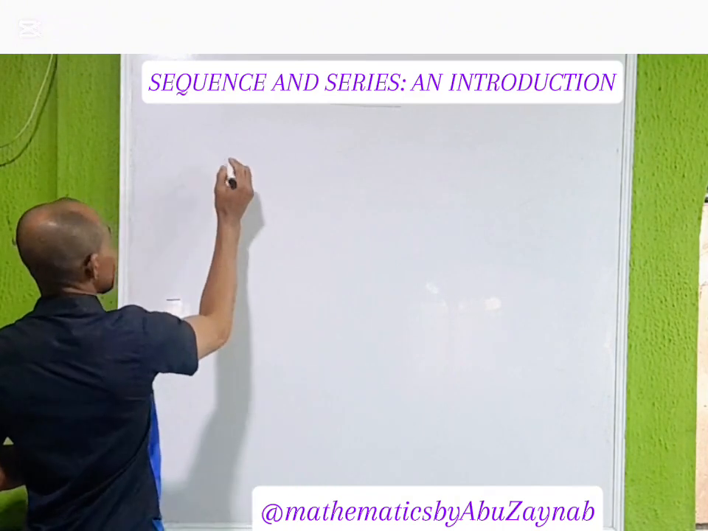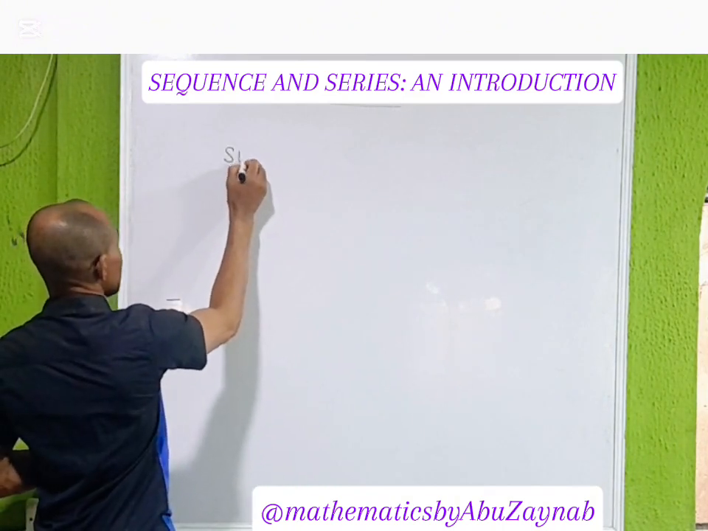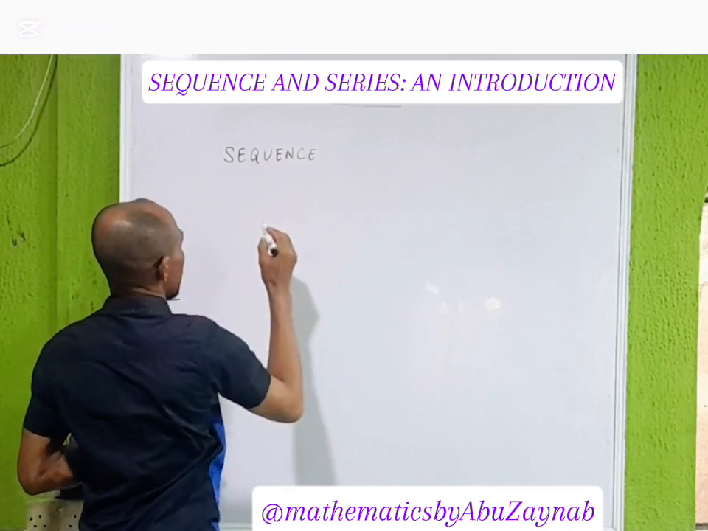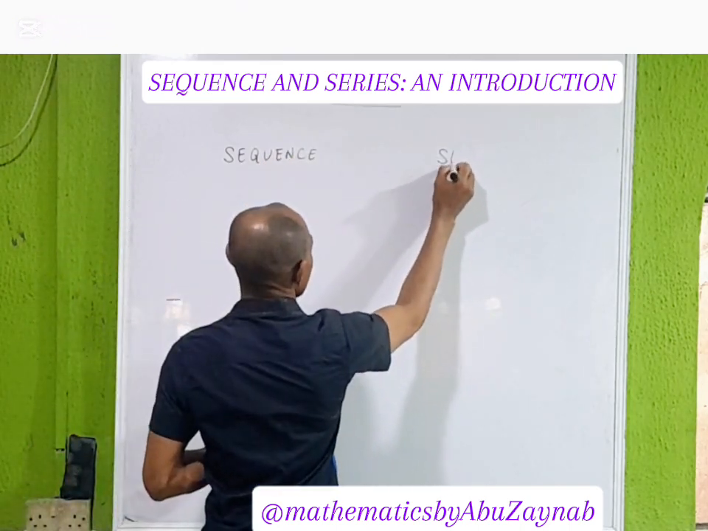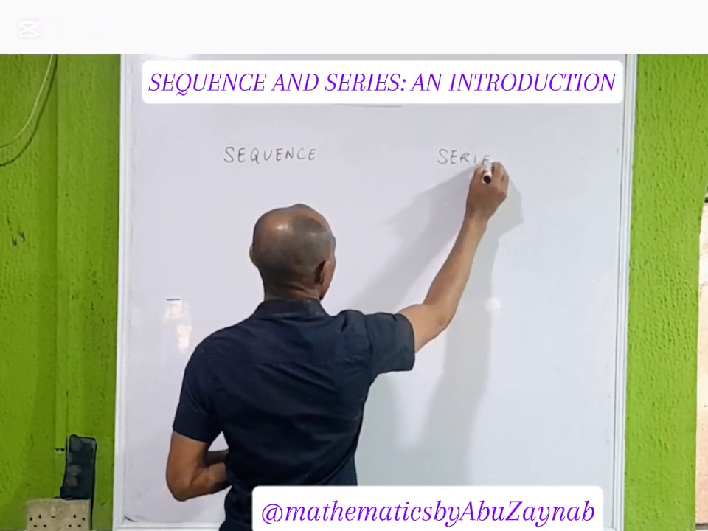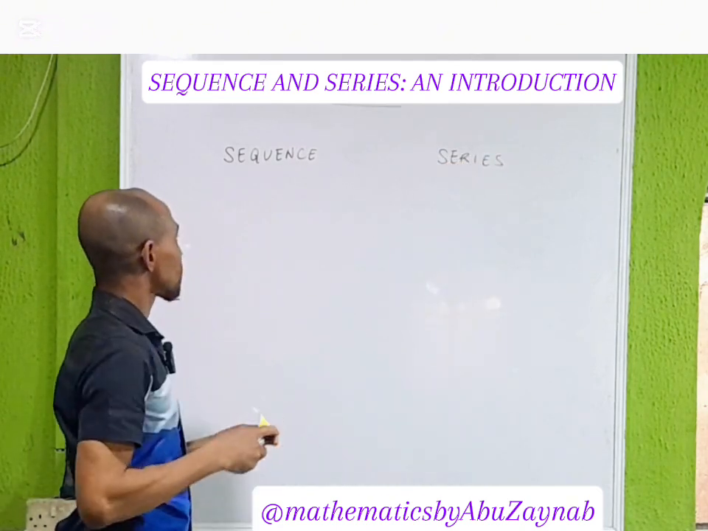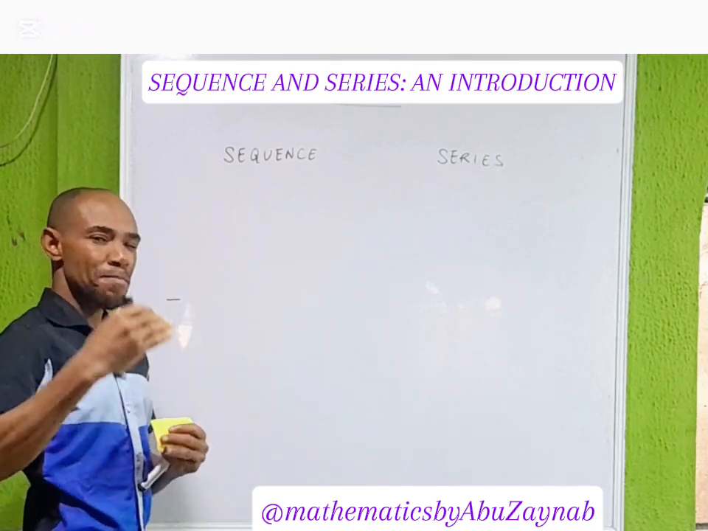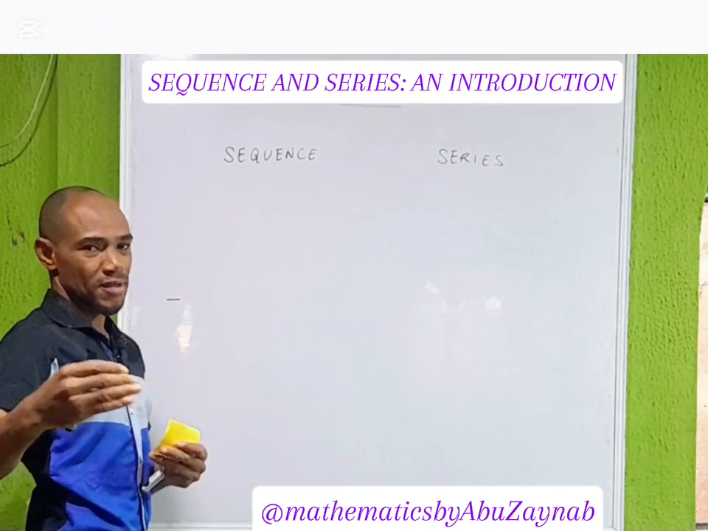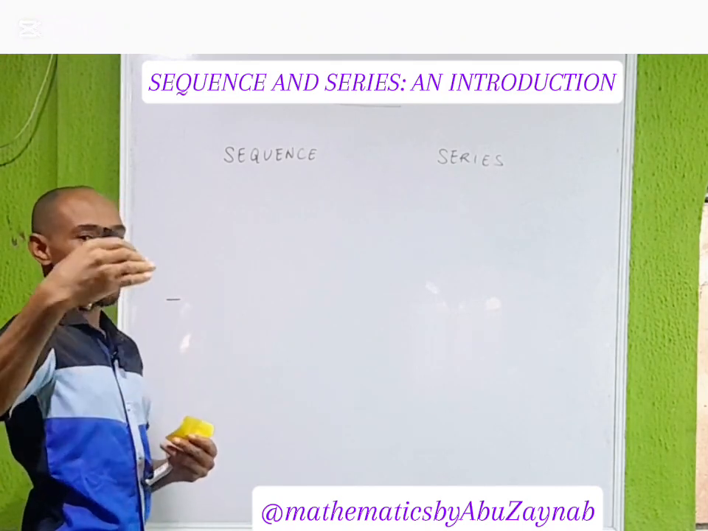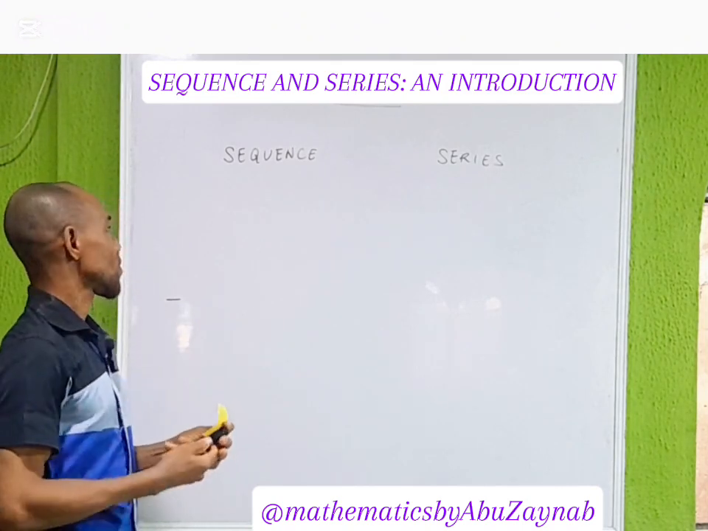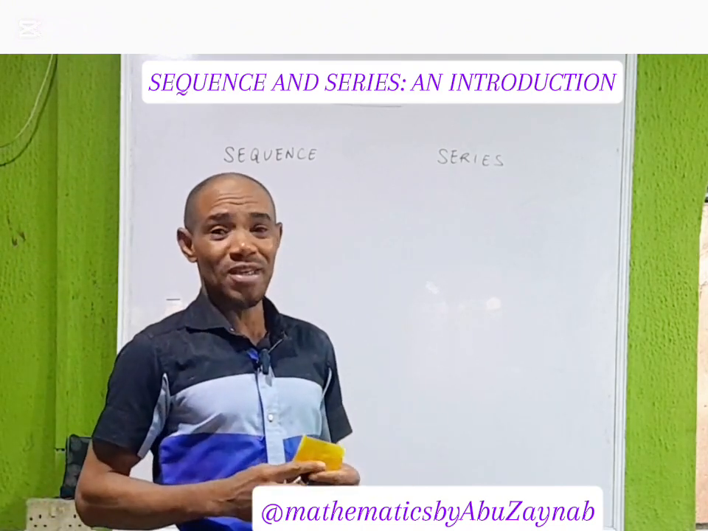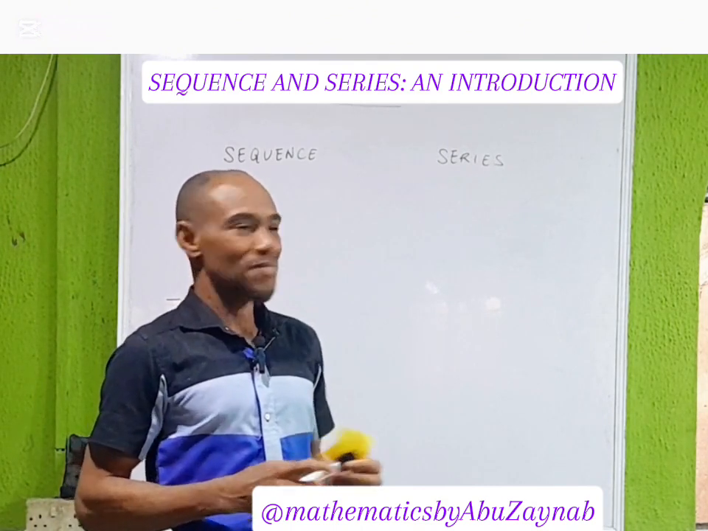So we have, for example, let's have on this side our sequence, and here the series. As defined earlier, sequence is a set of numbers or values that follow a particular or regular pattern through which we can generate the subsequent terms. And where some sequences are very easy to obtain, some might be a bit difficult.